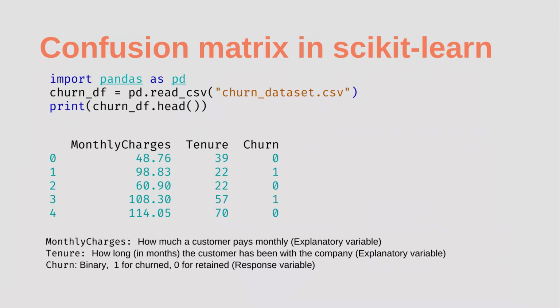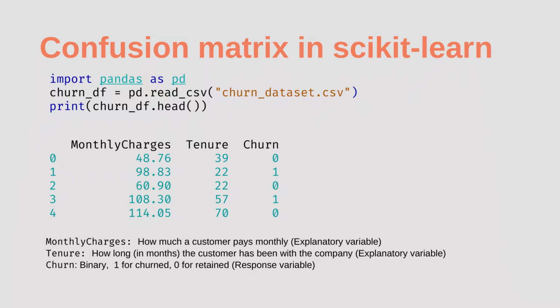Let's learn how to use scikit-learn to generate a confusion matrix. First, we'll begin by importing our data. We are using the pandas library to load a CSV file called churn-dataset.csv. The link is in the description below. Let's take a quick look at the first few rows.